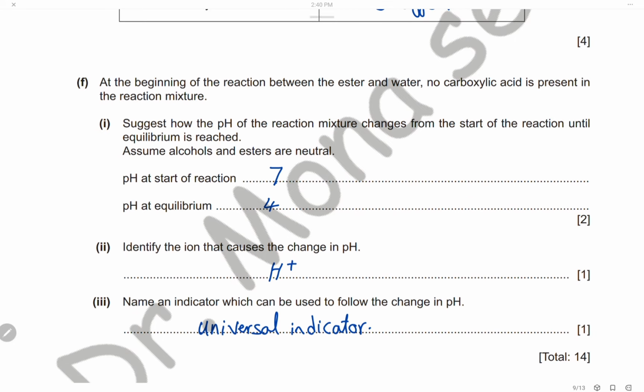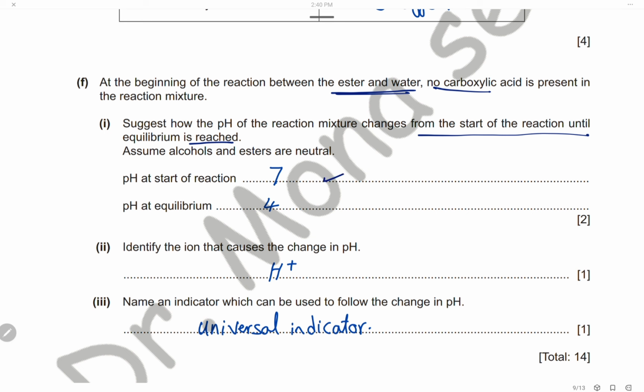At the beginning of the reaction between the ester and water, no carboxylic acid is present in the mixture. Suggest how the pH of the reaction mixture changes from the start of the reaction until equilibrium is reached. First, there is no carboxylic acid. We only have ester and water. Ester and water are neutral, so the starting pH will be 7.